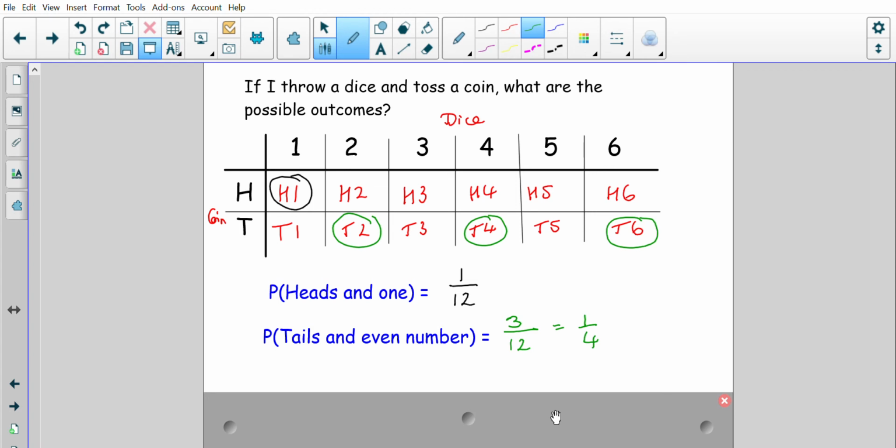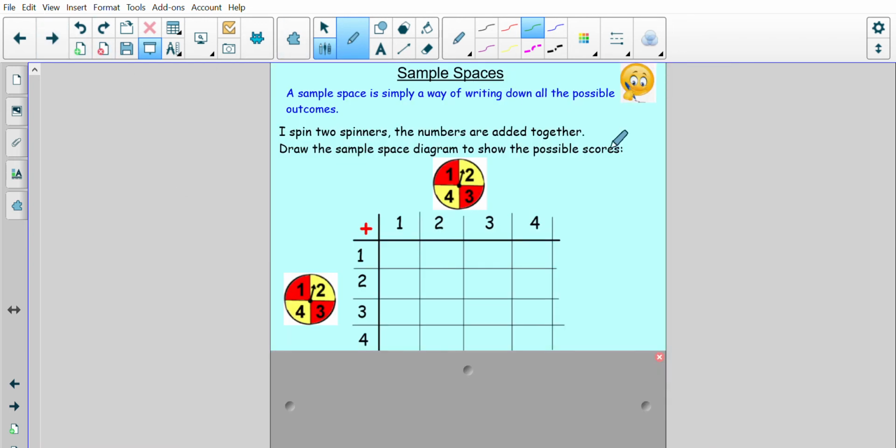So once we've got our sample space diagram showing all the possible outcomes, we can identify from the tables the events that fit the probability we want and therefore work out the probability. Right, we're going to look at one more example, and I would like you to copy this one down into your book. So you can use the note sheet or you can copy it straight into your exercise book.